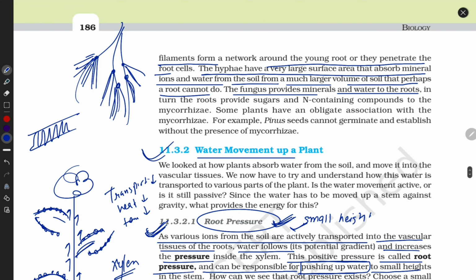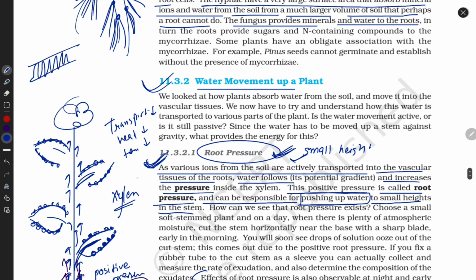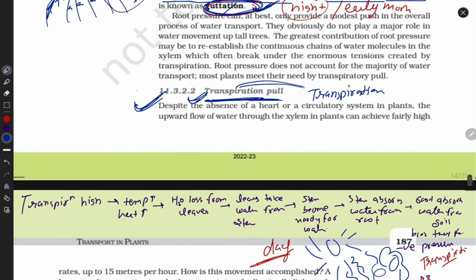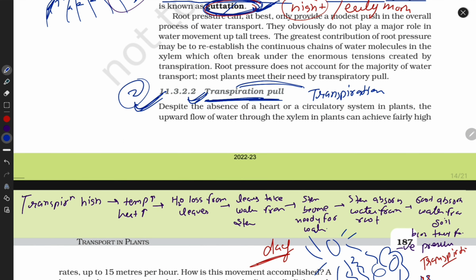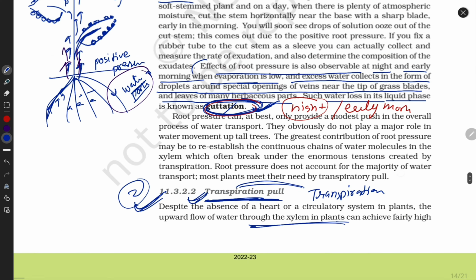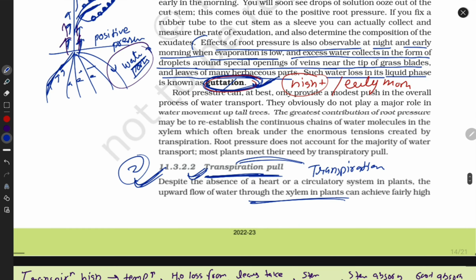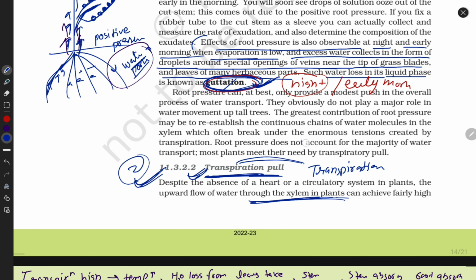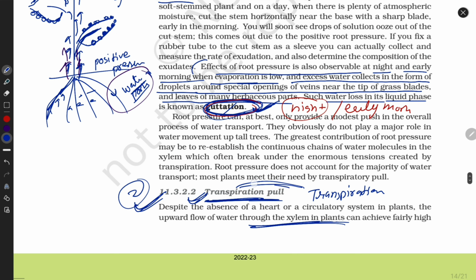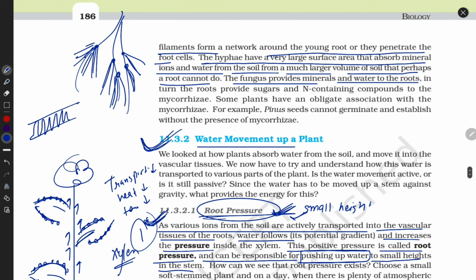So for water movement up a plant, two factors are important: root pressure in short height plants and transpiration pull in tall plants. Both use xylem, guys. Root pressure is due to guttation and transpiration pull is due to transpiration. Root pressure faces positive pressure and transpiration pull negative pressure. Root has excess water, but leaves don't. Water potential is very high in root, but very low in leaves. Okay guys, so that's all about water movement up a plant.